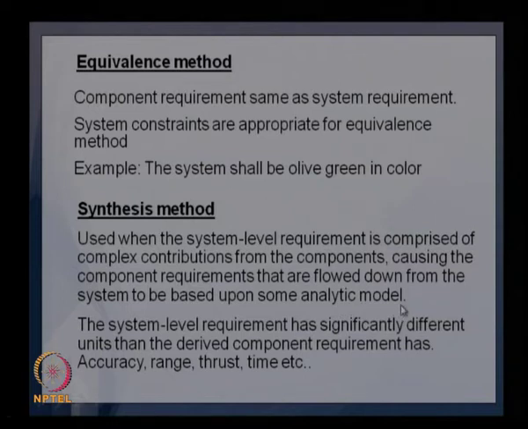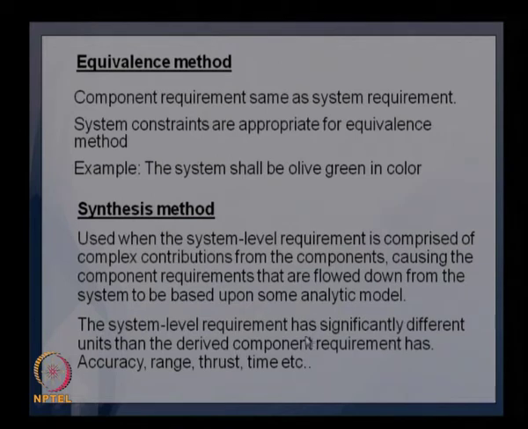So this is more of an analytical method of allocation. Here it is difficult to identify the component requirements because they are related to different components, and each component has a different way of representing its performance. So in this case, we need to have some analytical model to do this. The system level requirement has significantly different units than the derived component requirements. The system level requirement and the component level requirement may have different units.